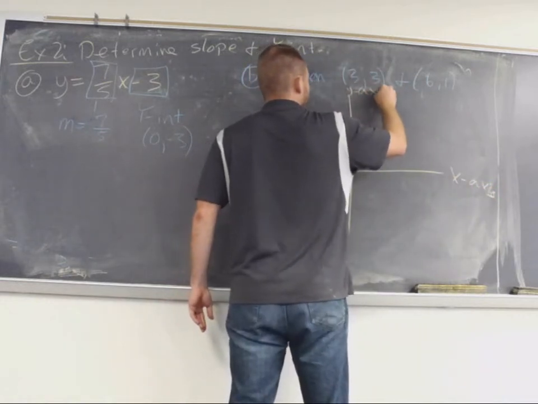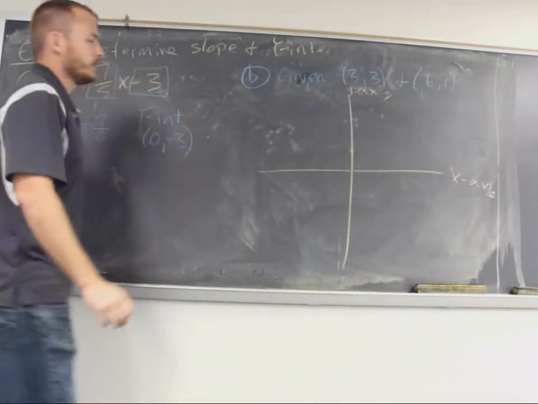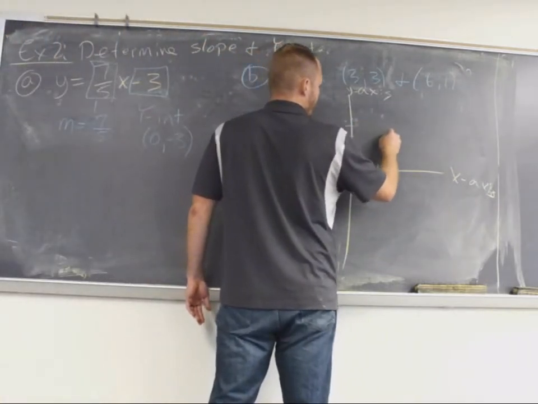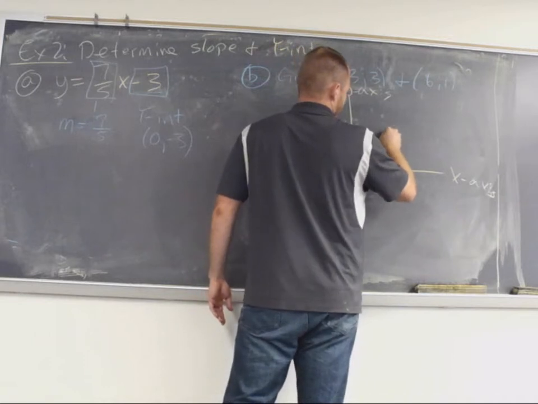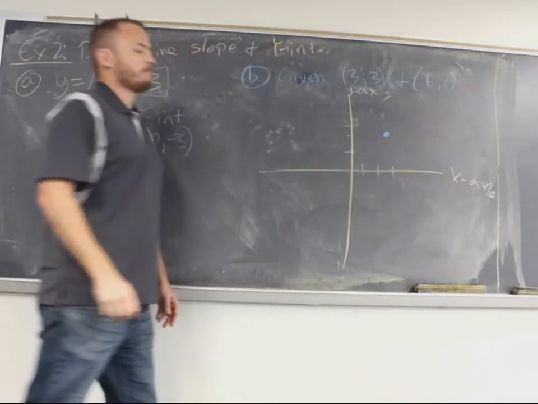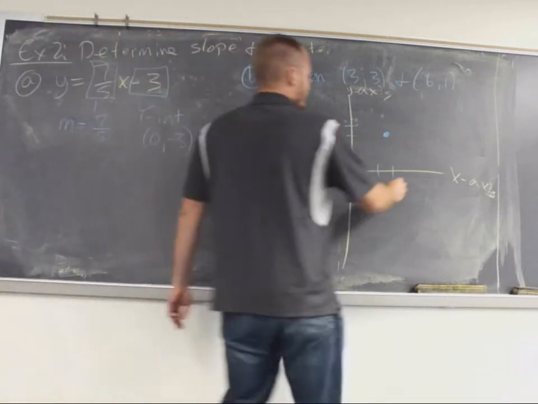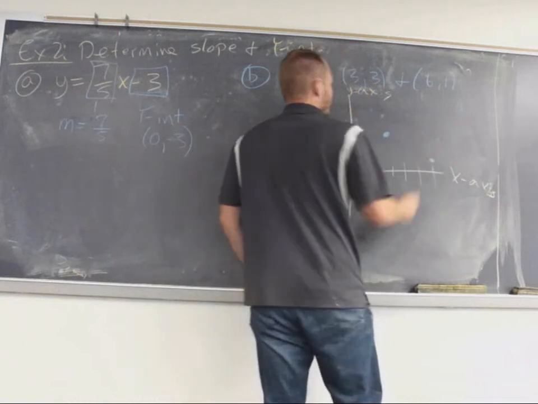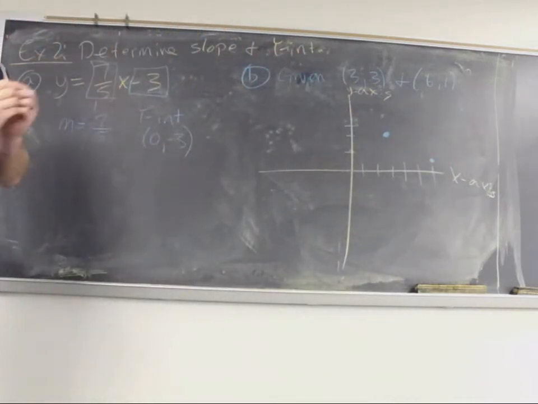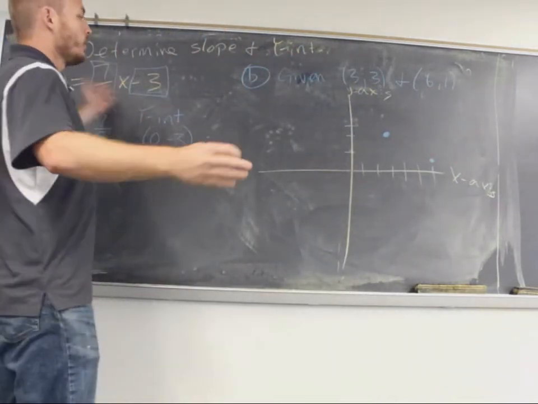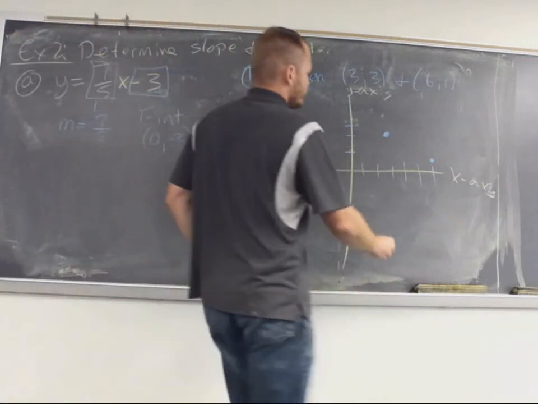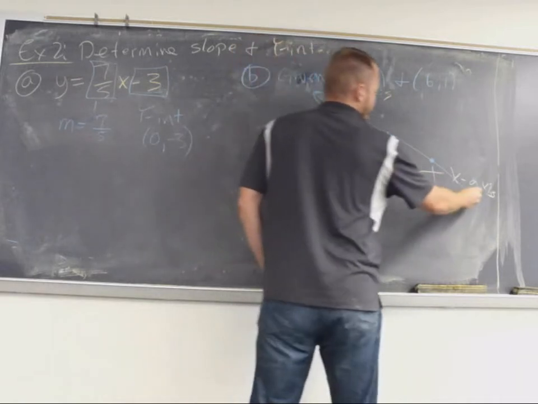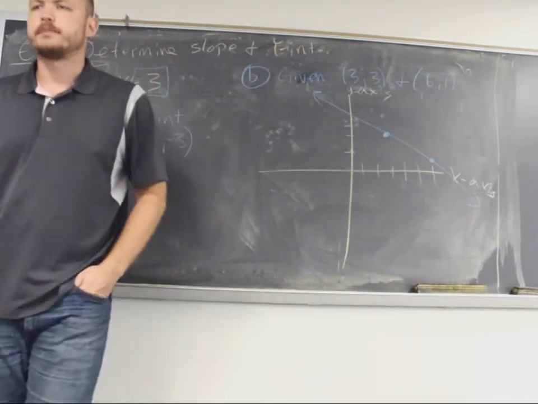And now let's plot these points. (3, 3) is about right there. And then (6, 1) is right there. Now, we know this is a line, and we know we need 2 dots to connect the line, so we can just draw it out here. So you get this, as straight as I can draw it anyways.